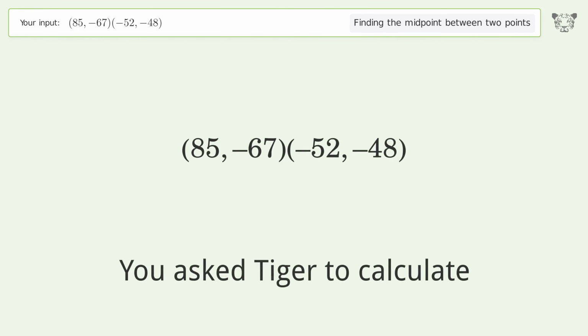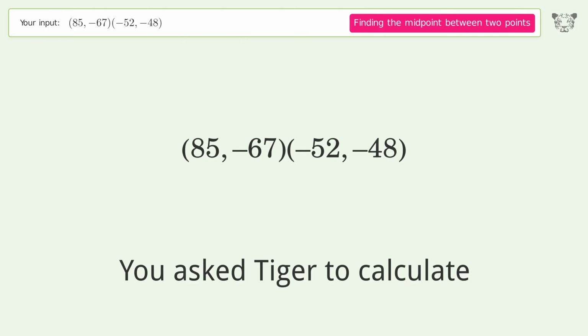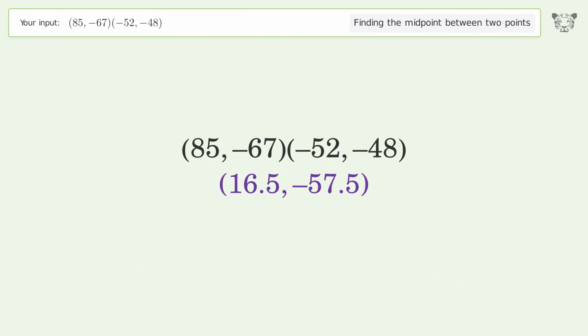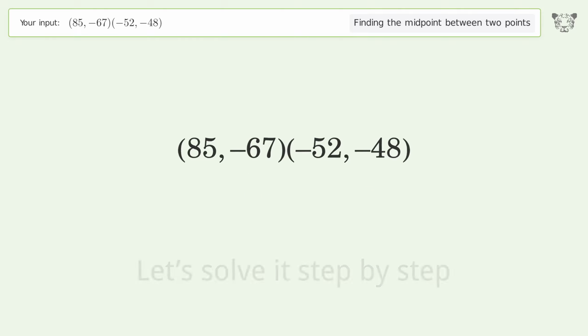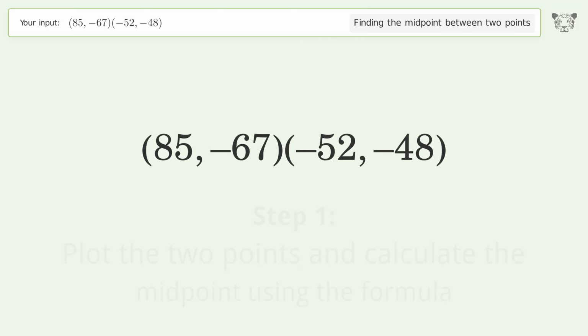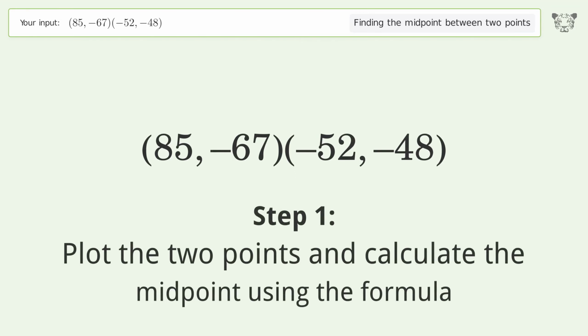You ask Tiger to calculate. This deals with finding the midpoint between 2 points. The midpoint between the 2 points is 16.5, negative 57.5. Let's solve it step by step. Plot the 2 points and calculate the midpoint using the formula.